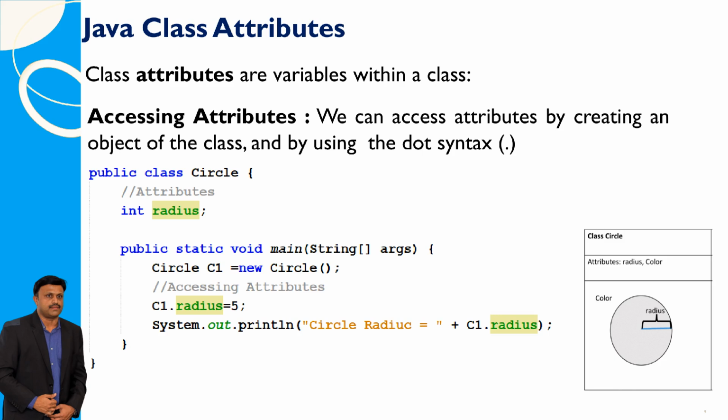In Java, class attributes are variables defined within a class. To access these attributes, you create an instance of the class and use dot syntax. For example, in the circle class, attributes like radius can be accessed and modified through an object. In the main method, an instance C1 is created, and the radius attribute is set and printed using C1.radius.